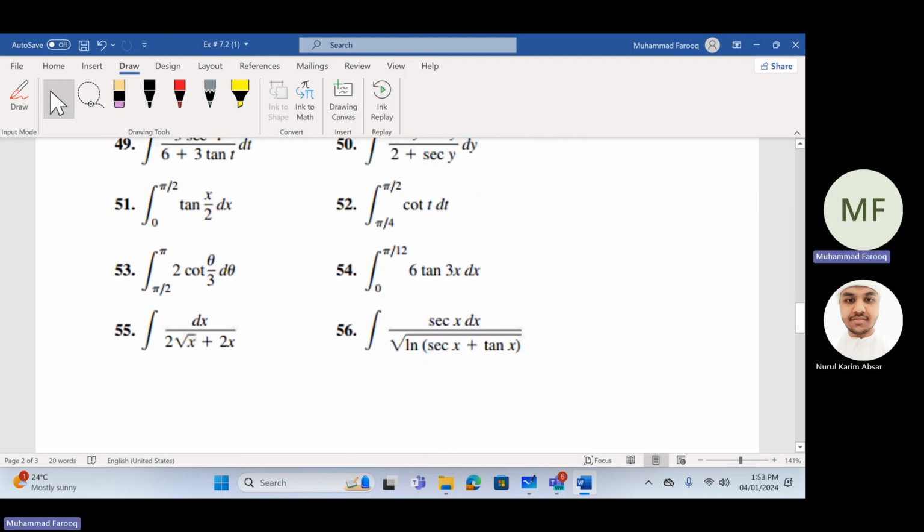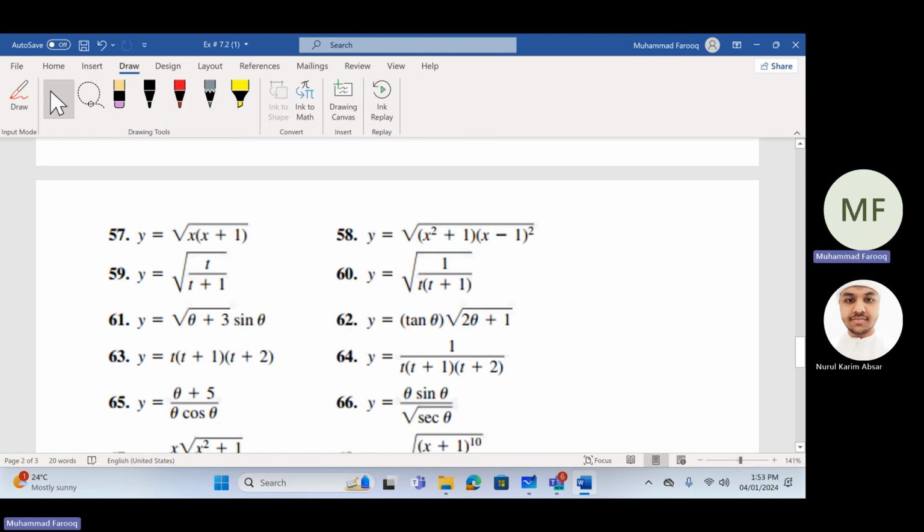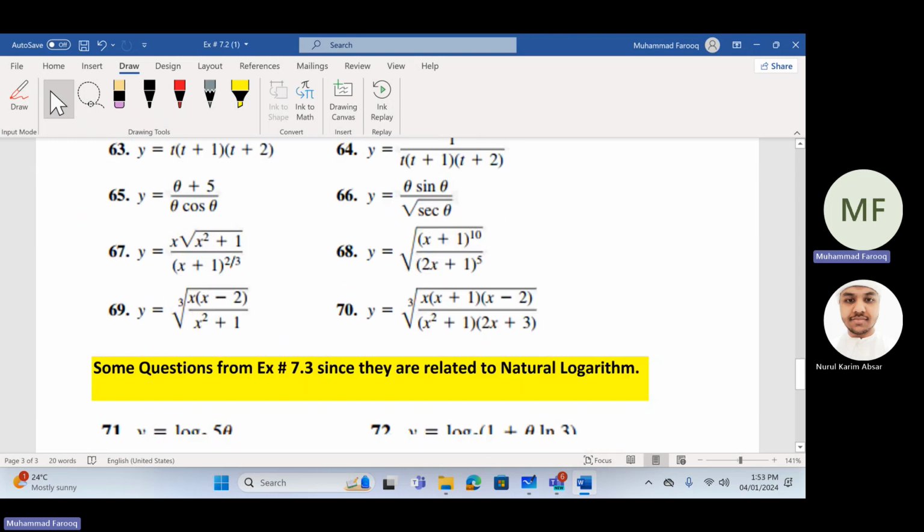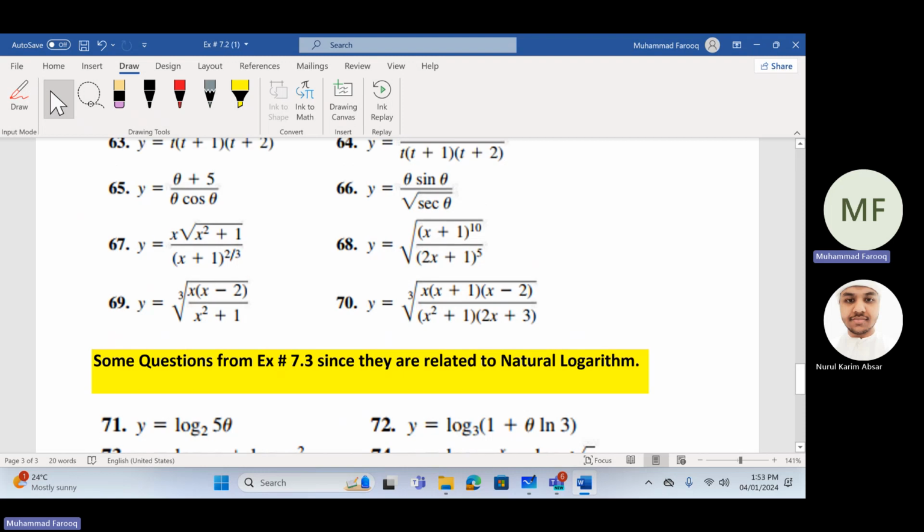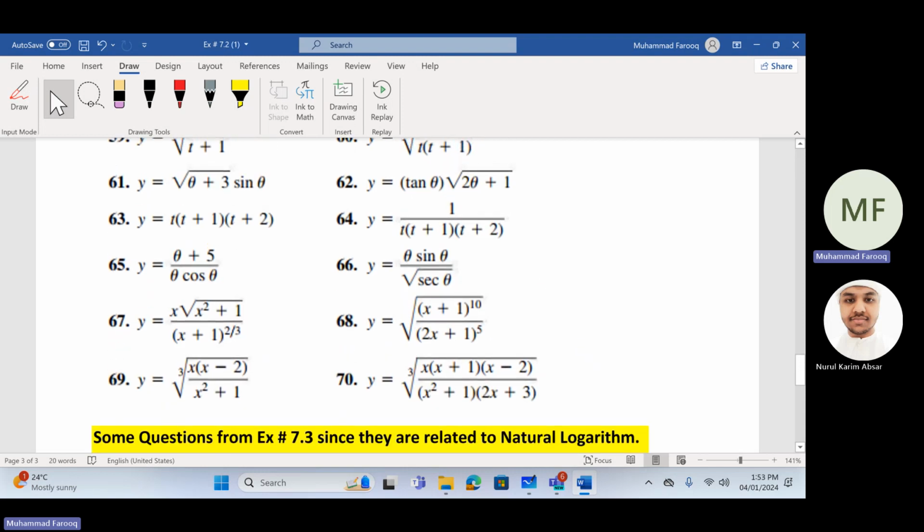Actually, we have started the integration as well. Let me finish the derivative portion completely, then we start integration. Okay, question 70, please try it yourself now. Go on. Write the question number 70, please.